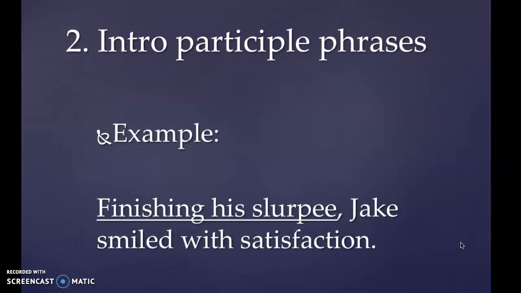Number 2 is introductory participle phrases. Remember that participles are verbals. That means they're forms of infinitive verbs. An infinitive is a to verb. They usually end in ing or ed. So look at the example. The introductory participle phrase here is finishing his Slurpee. So you need a comma after that introductory element to separate it from the independent clause, Jake smiled with satisfaction.